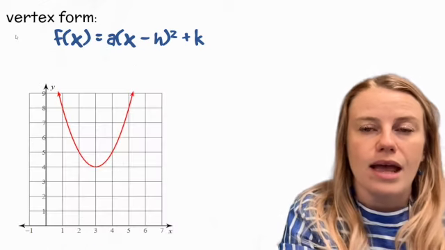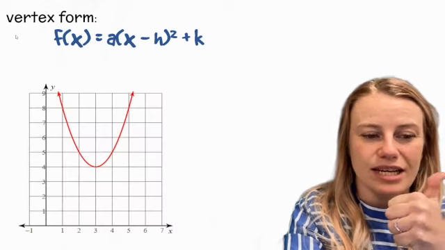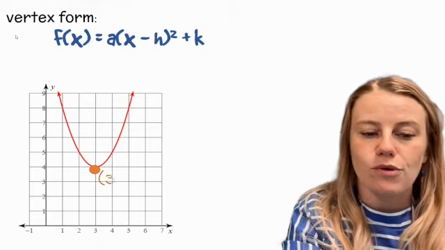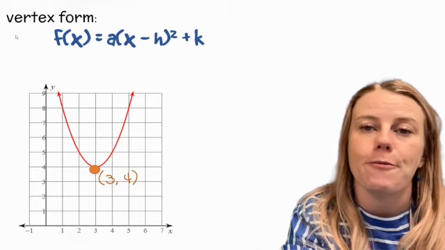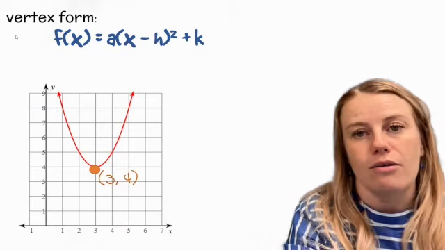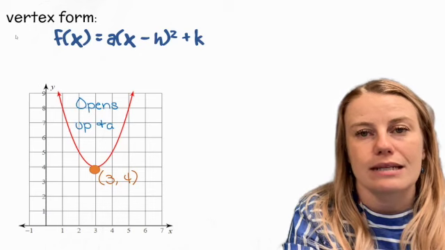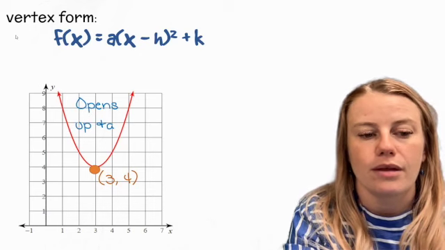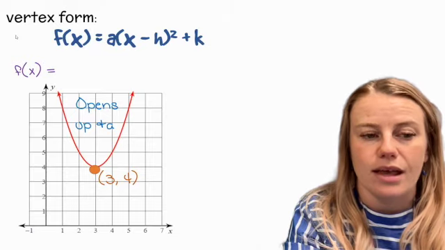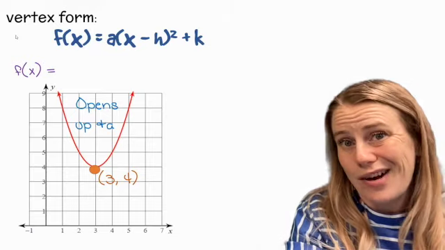Let's do another one. Identify our vertex right there. It's at (3, 4). Does this graph open up or down? It opens up, so a is going to be positive. f of x, a is positive, so I'm not going to put anything right here.